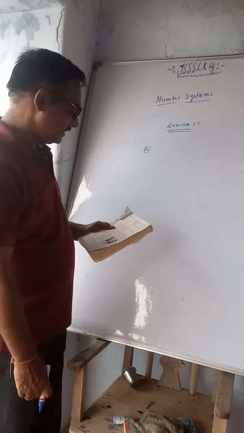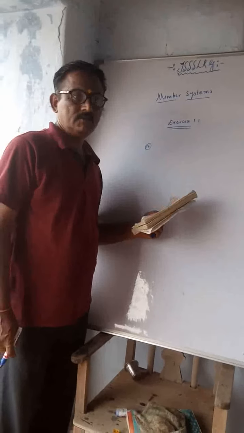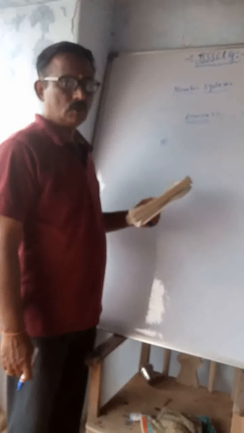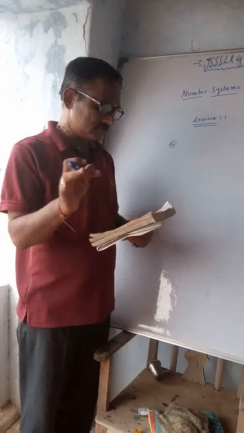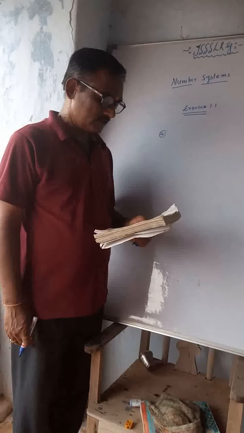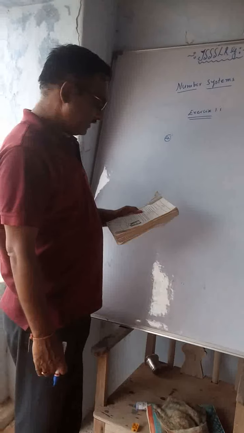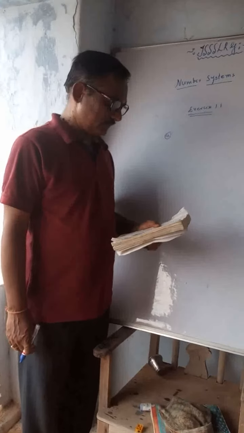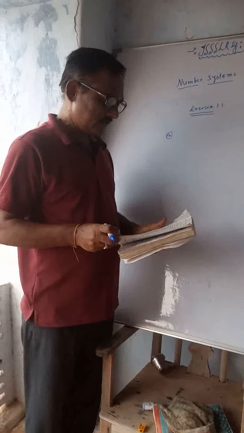So we can write the answer for you. You think and write it. Every integer is a whole number. Think and write it. Every rational number is a whole number. You think and write it and submit it.